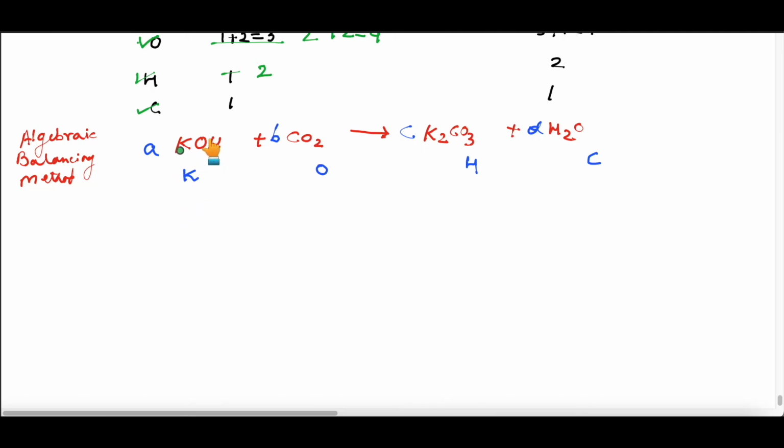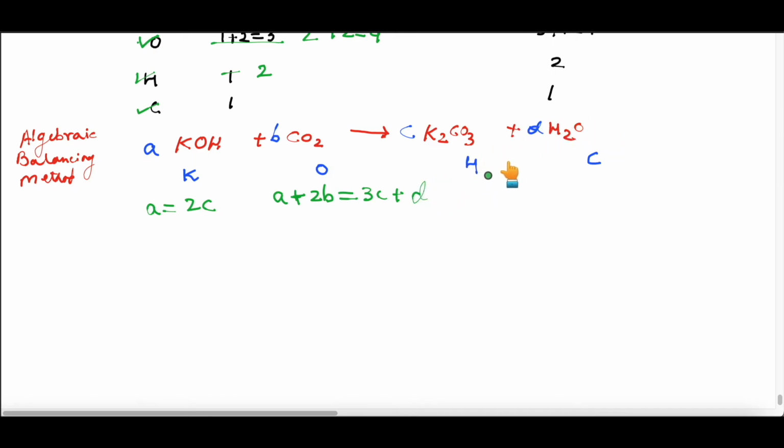So it is 1 times A, that is A is equal to 2 times C. So A is equal to 2C for this potassium element. Now for this oxygen element we have 1 times A plus 2 times B on the reactant side is equal to 3 times C plus 1 times D.